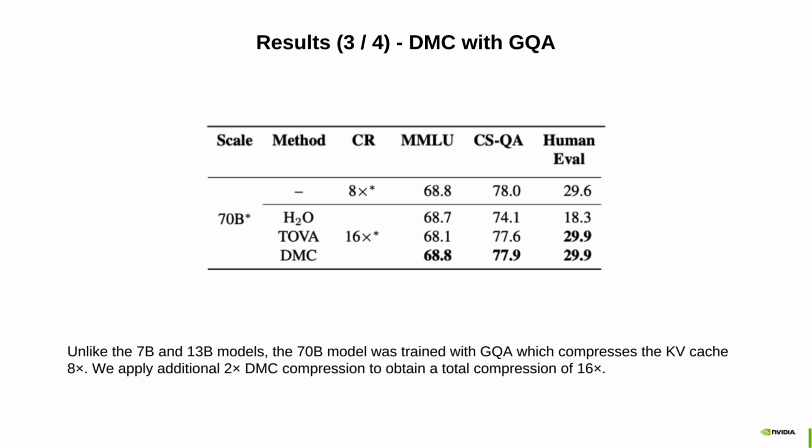Moreover, we evaluated whether DMC can be combined with GQA to yield compound gains. Unlike the smaller models from the Llama 2 family, the 70B model was trained with GQA, which compresses the KV cache by 8 times. We applied an additional 2 times DMC compression to achieve a total compression of 16x. Contrary to other KV eviction policies, we fully retained the original model performance with 16 times compression across all benchmarks we tested.